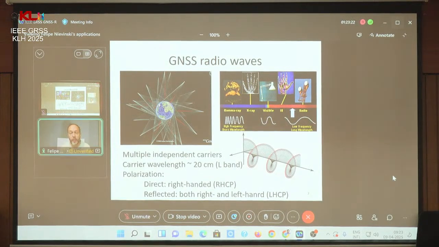But what I wanted to have you keep in mind is the wavelength. So it's around 24, 25 centimeters. And that will give you a range in the reflections.